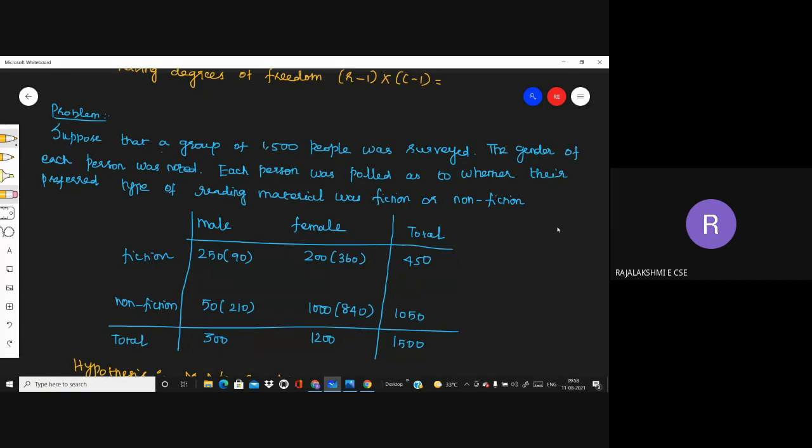1,500 people are taken. The gender of each and every person is noted, male and female, and they are just asking whether they are interested in reading fiction or non-fiction books.